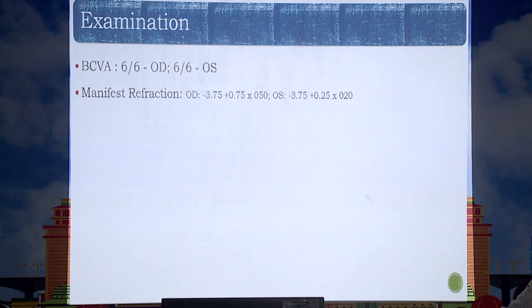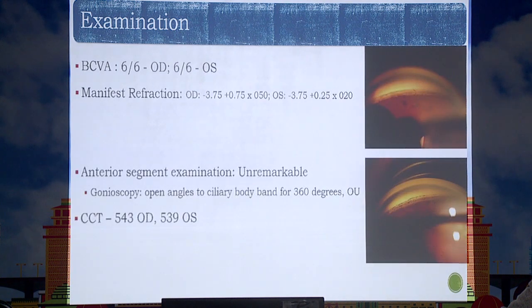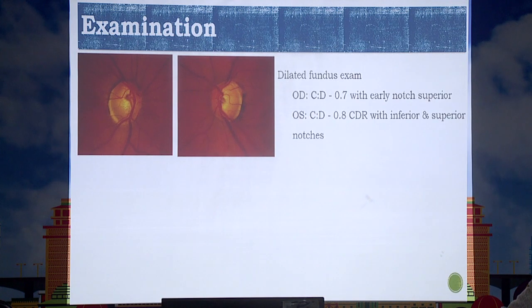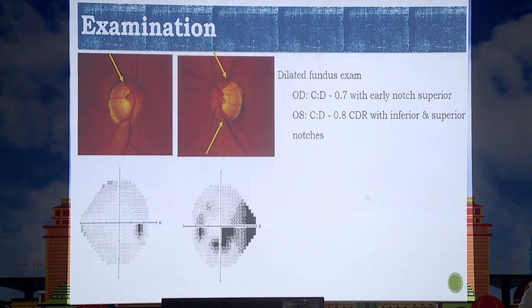On examination, the vision was 6/6 in both the eyes. Anterior segment examination was unremarkable with open angles on gonioscopy and normal central corneal thickness. We did a diurnal variation for her, and it was 14 to 20 millimeters of mercury in the right eye and 12 to 18 millimeters in the left eye. The examination definitely revealed glaucomatous cupping in both the eyes, and the visual fields revealed a defect which was reproducible on the second visual field.